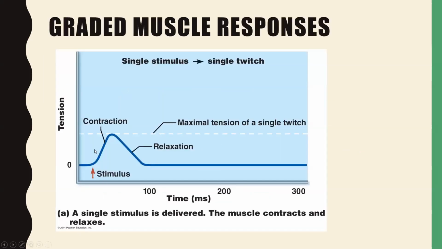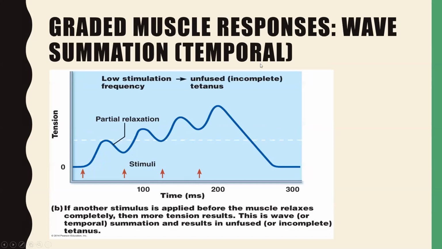All right, so here's what's going to happen when you get a single stimulus. The muscle contracts and then it relaxes, and that's the maximal tension for that strength of a stimulus. So we're just going to contract, and then we're going to relax. But what if we continue to stimulate the muscle so that we can get greater tension being produced? That's when we increase the frequency. So we stimulate it faster and faster. Even though it's low frequency, we still stimulated the muscle one after the other. We call that wave summation, or he called it temporal summation. Either one is fine.